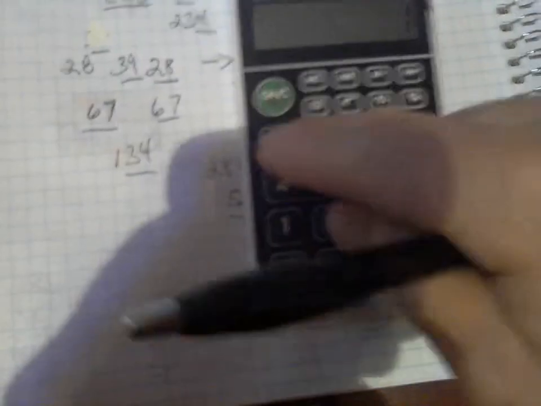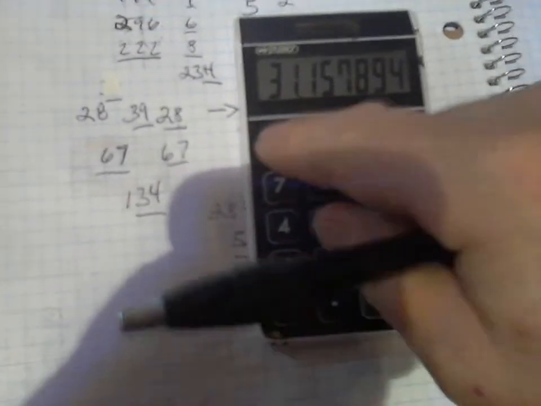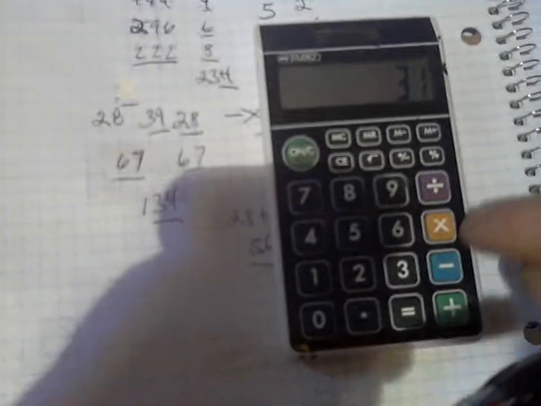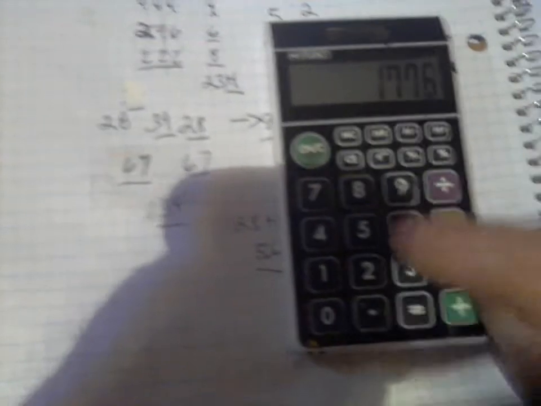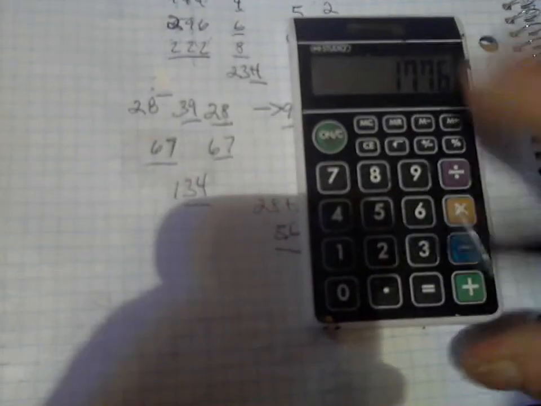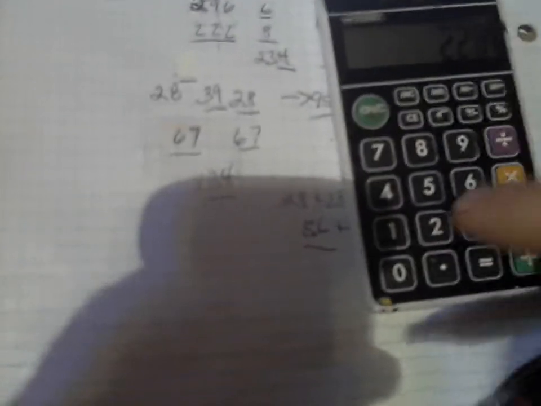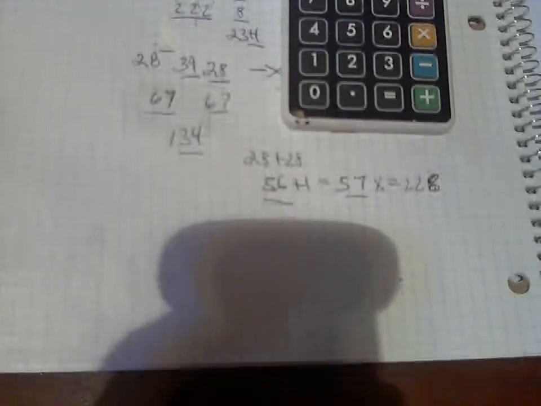57 times 1776. How does 1776 divided by 57 equal 31? 31. How do we get that? 1776 divided by, what was that number again? 228 divided by 4 equals 57. That's what it is. 228 divided by 4 equals 57. That's what that number was.